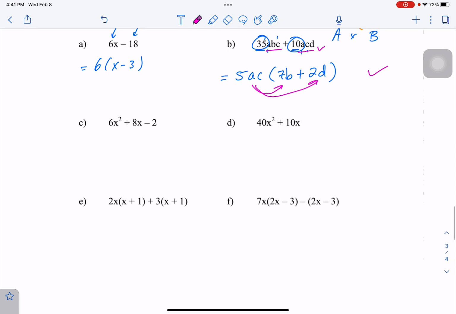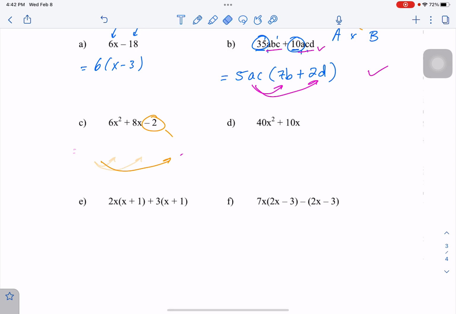Next one. What's common in 6, 8, and 2? Well, I think it's pretty obvious. Just the 2. I'm only going to be able to take a 2 out, so that's going to leave me with 3x squared plus 4x. Now be careful with this. Minus 1. Now you need that 1 there. That's important. Many of you are going to forget it and you're going to lose marks. But think about going backwards. If we're going to go backwards, it's going to be 6x squared, 8x, and you need that 1 there to get the negative 2. If you don't have that 1 there, you don't get the negative 2.